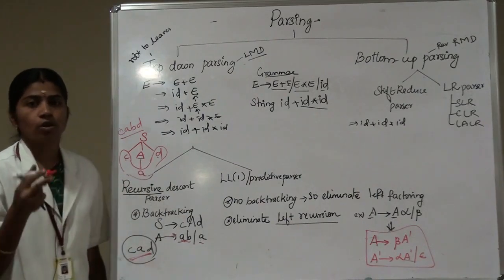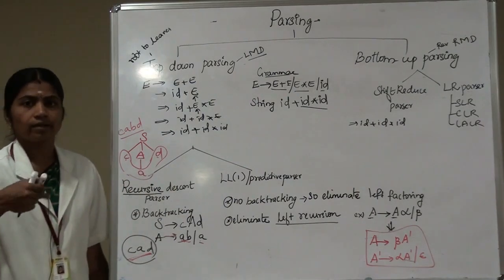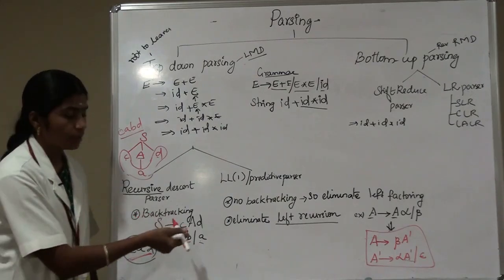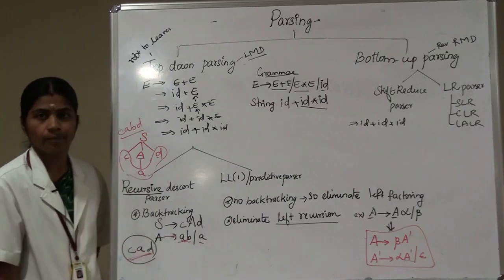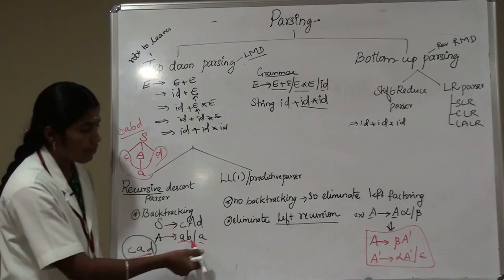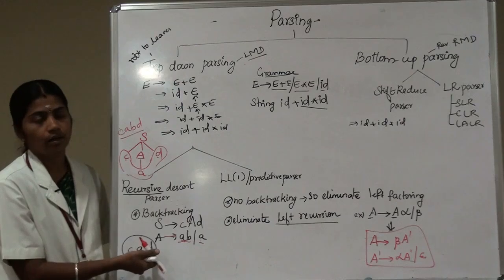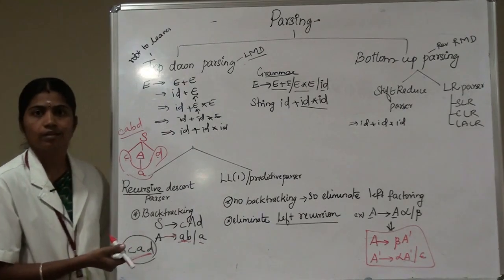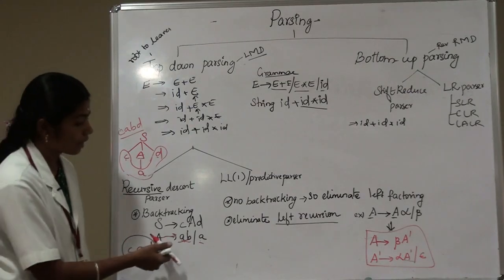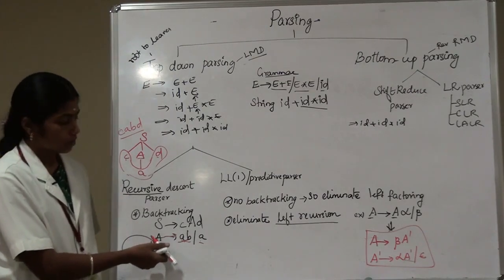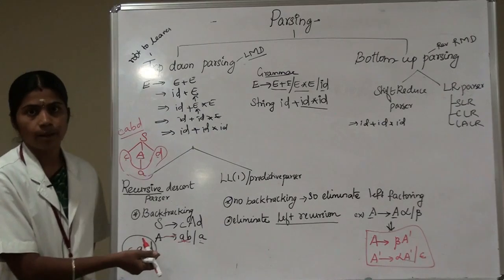So if you have gone with the wrong alternative, you can backtrack to the previous step and then choose the other alternative. Here you have a limitation: if you have many alternatives for a non-terminal, then the time needed for this backtracking increases. So the overhead of backtracking will increase here. That is the limitation of this recursive descent parser.